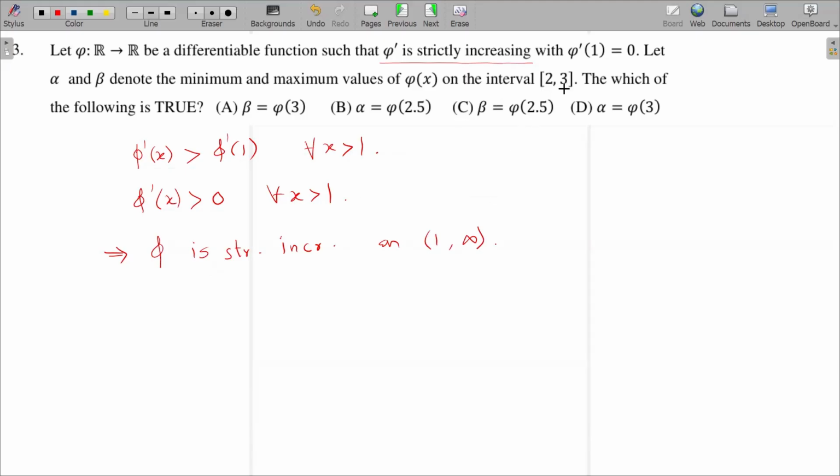So where will it have its minimum and where will it have its maximum? At 2 it will have the minimum, correct, and at 3 it will have the maximum. That means, to be very clear, alpha is phi of 2 and beta is phi of 3. Now whichever is the option, this is the option. Option A. Okay, simple.